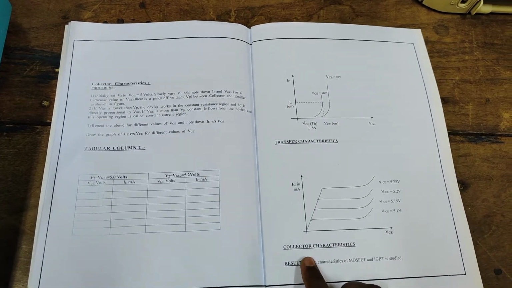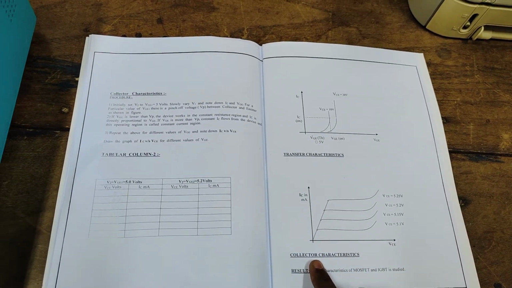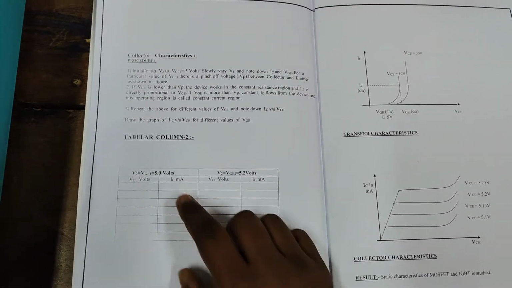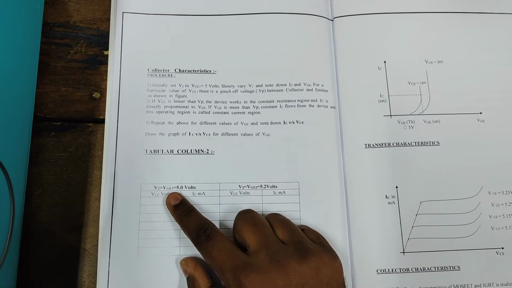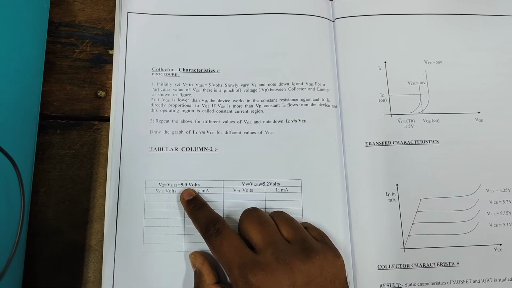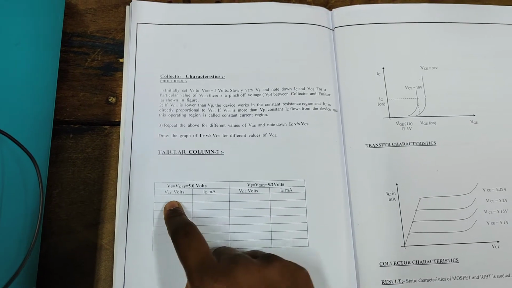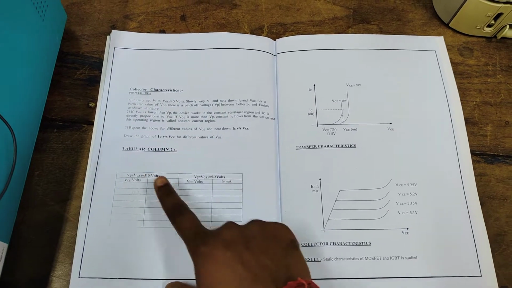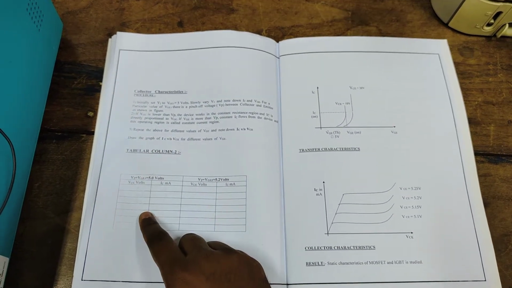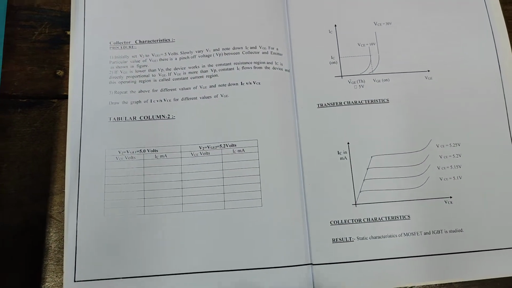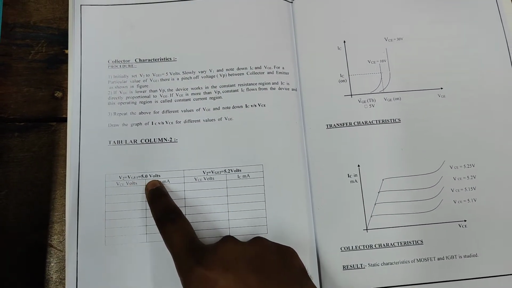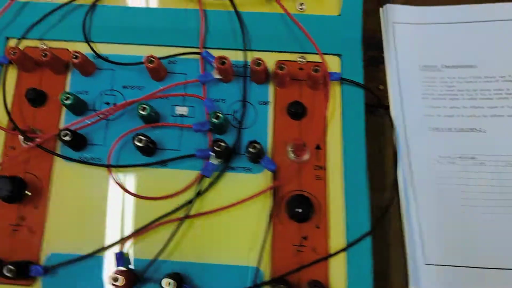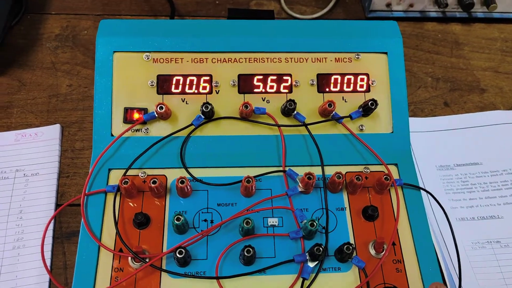Next, we are going to discuss the collector characteristics of the IGBT. Here, this is the procedure. For the same circuit, we are going to keep VGE constant at 5 volts, then vary VCE with respect to IC in milliamps. In the tabular column for the collector characteristics of the IGBT, please note down VGE, which is given as 5 volts. Please vary it according to your configuration. In our configuration, we are going to set VG to about 5.6 volts.